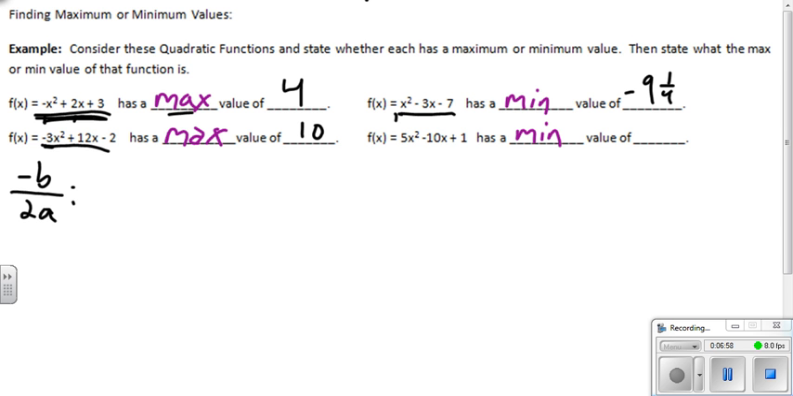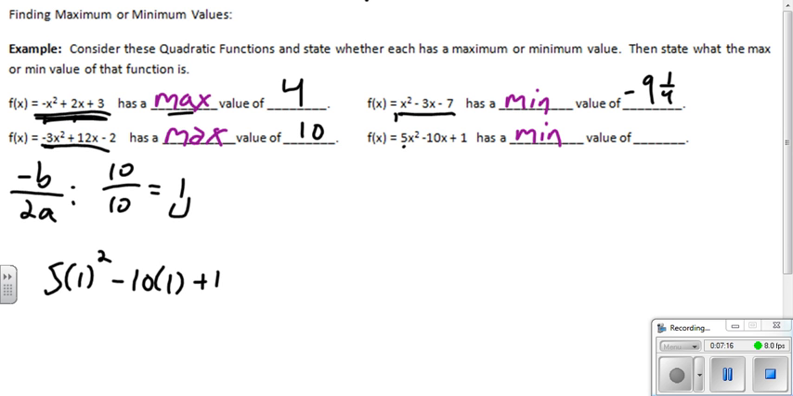For this last one, negative b, well, we had 10 over 2 times a, which is 5, is also 10. So our x value is 1. Plug that back in. 5 times 1 squared minus 10 times 1 plus 1. 1 squared is 1 times 5 is 5, minus 10 plus 1, which in the end leaves us with a negative 4. So our minimum value is negative 4.